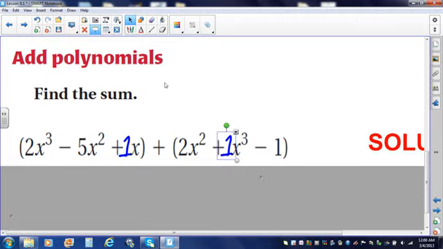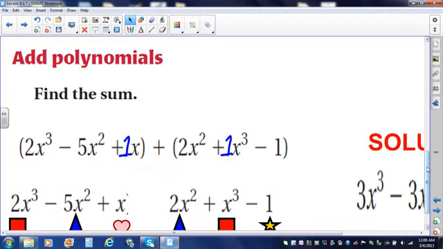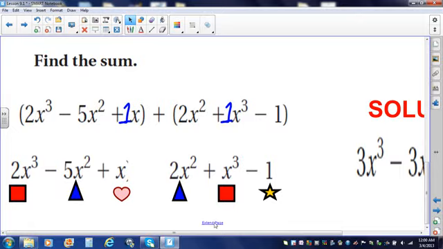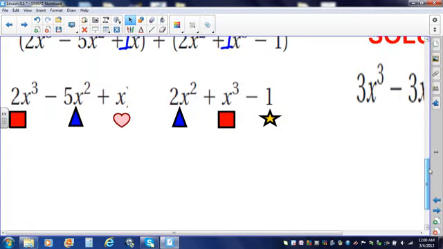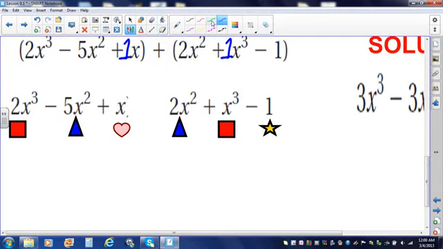So I think this is the easiest thing to do. Let's go ahead and combine like terms. So when I'm doing these problems, I'm looking for exponents that are the same. So I have an exponent of 3 here and an exponent of 3. So I'm just going to draw a square underneath both of my exponents of 3. Now here I have an exponent of 2 and an exponent of 2, so I'm going to give both of them a blue triangle.